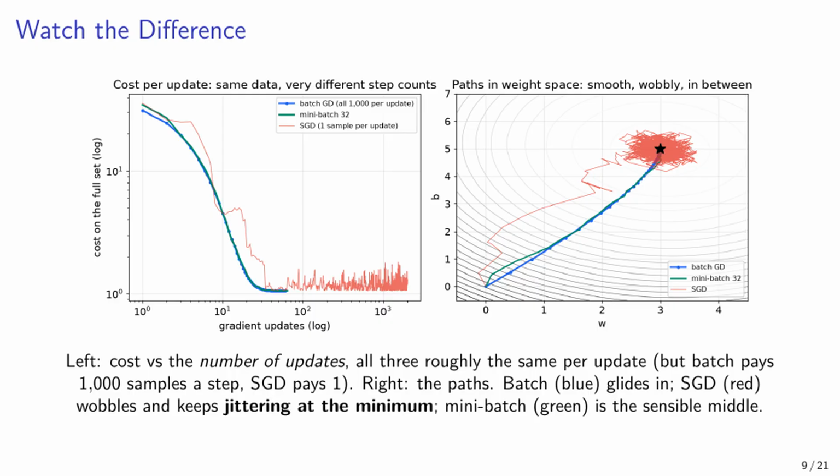Let us watch the difference. On the left, cost against the number of updates. All three follow roughly the same curve per update. But remember what an update costs. Batch pays 1000 samples a step. SGD pays 1. On the right, the path in weight space. Batch in blue glides smoothly to the star. SGD in red wobbles violently and keeps jittering around the minimum without settling. Mini batch in green is the sensible middle.